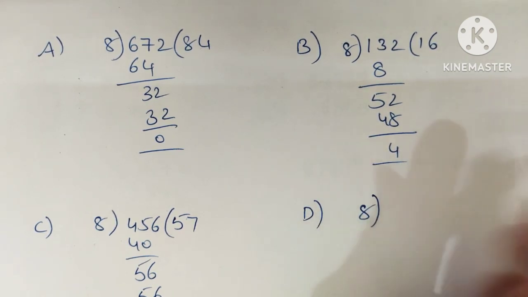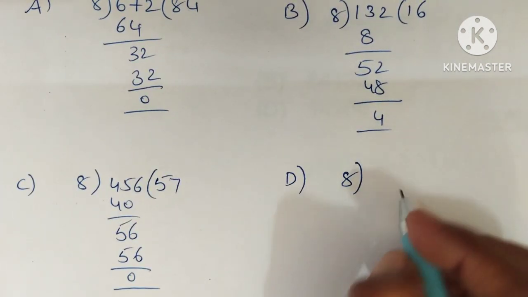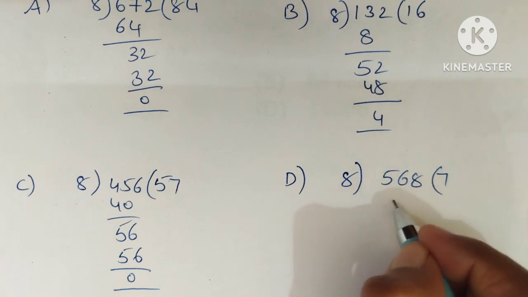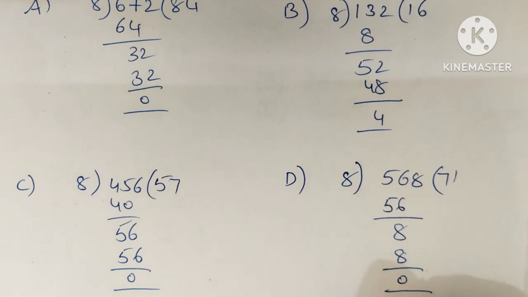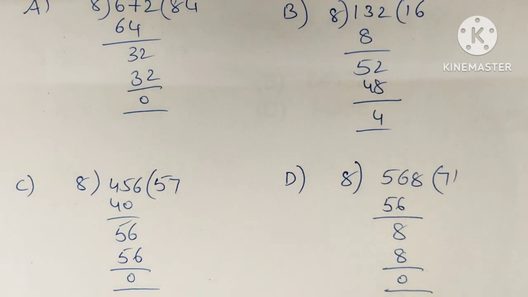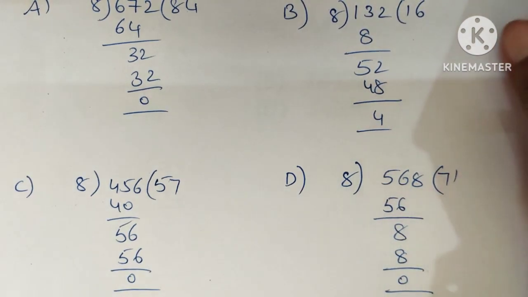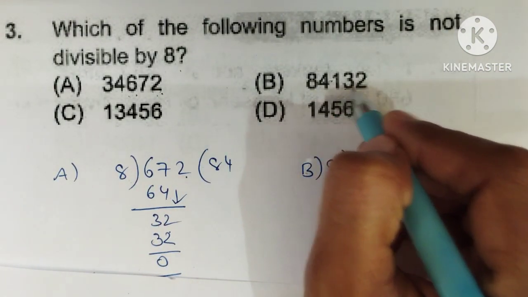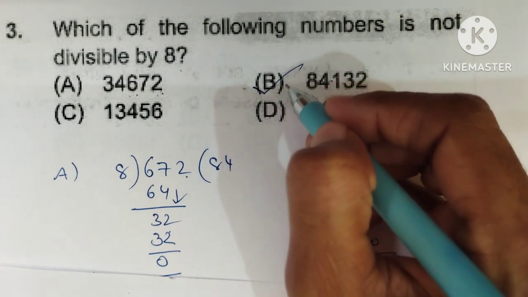D, 568: 8 7s are 56, 8 1s are 8. But in the question, we need the number which is not divisible by 8, and here B is not divisible by 8. So option B is the correct one. 84,132 is not divisible by 8.